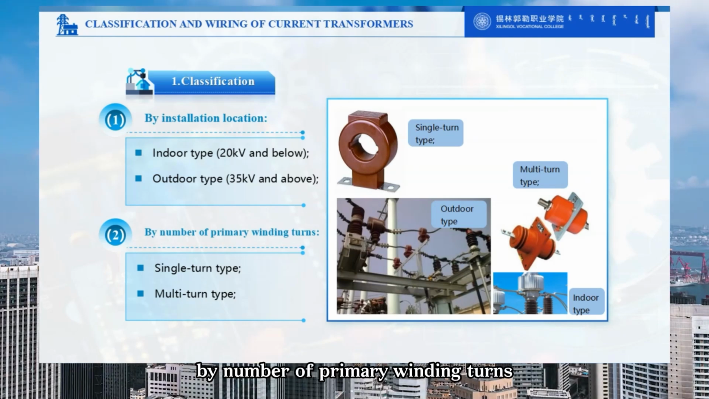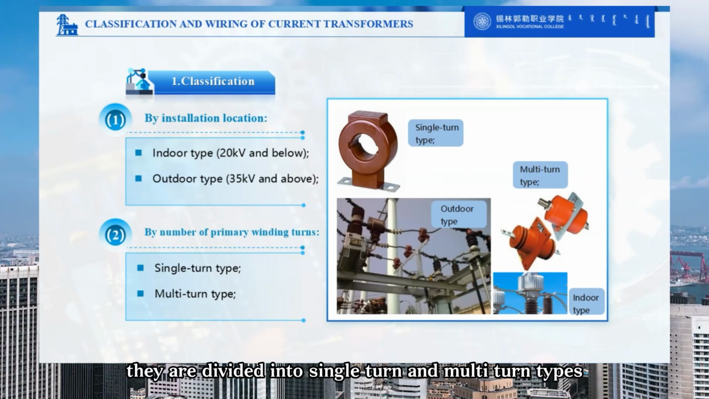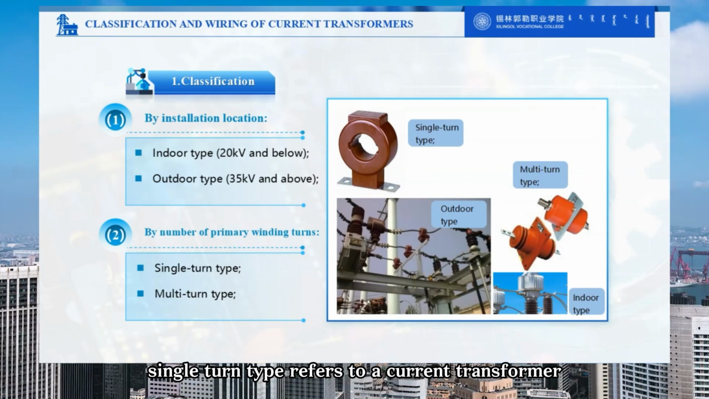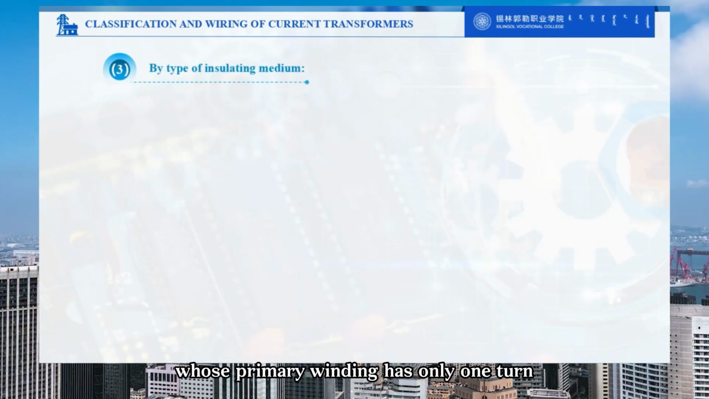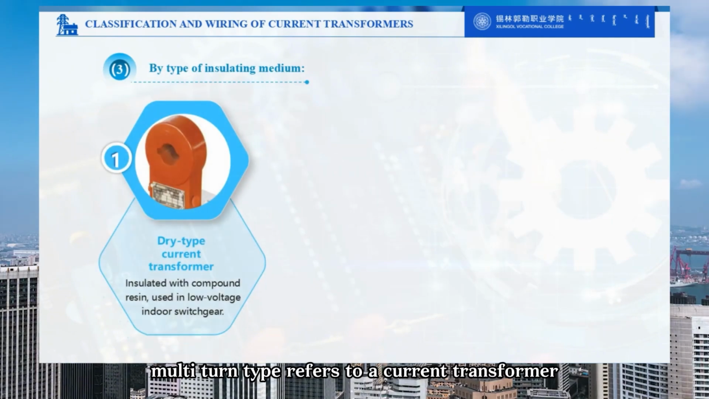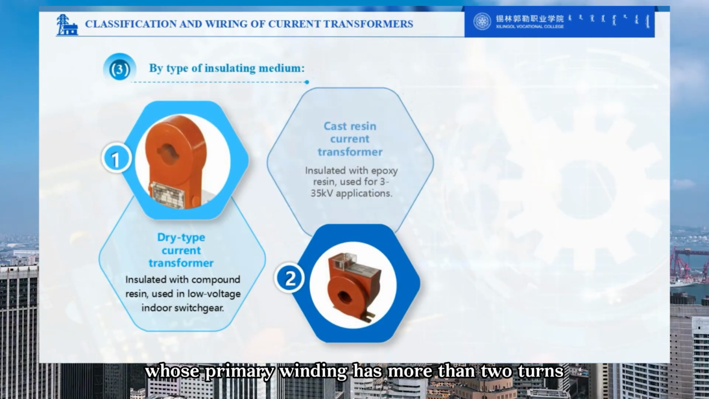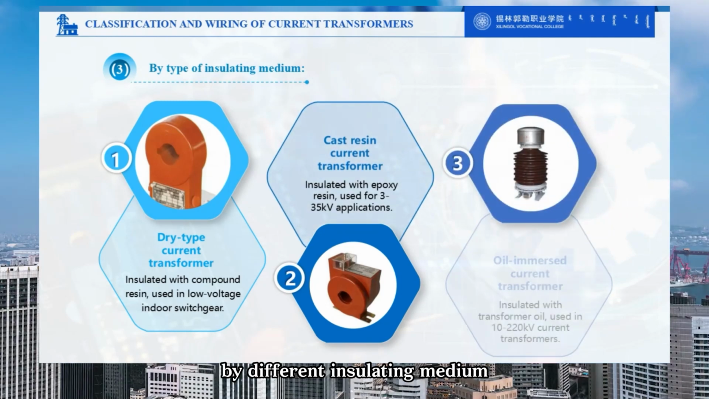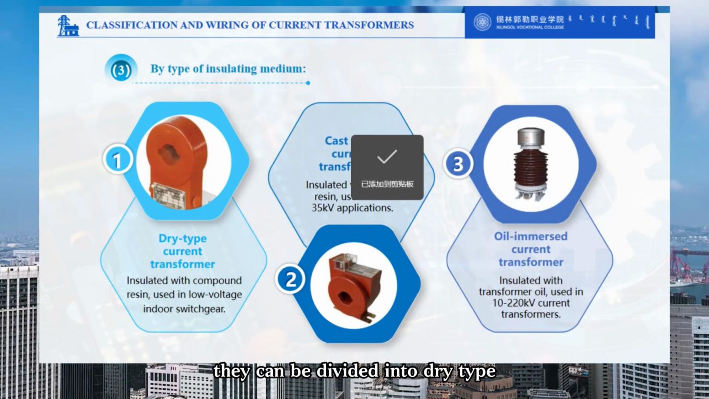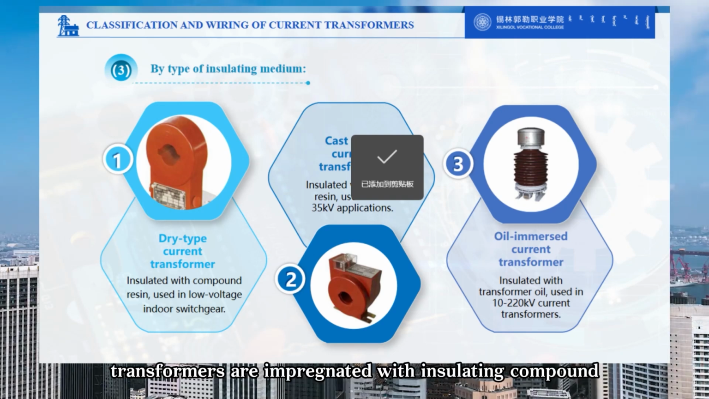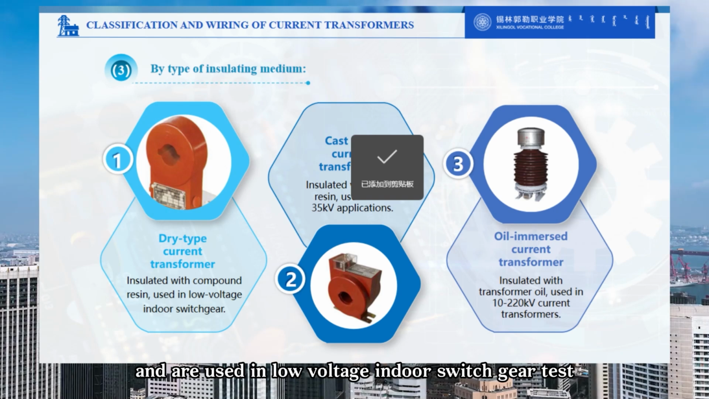By number of primary winding turns, they are divided into single turn and multi-turn types. Single turn type refers to a current transformer whose primary winding has only one turn. Multi-turn type refers to a current transformer whose primary winding has more than 2 turns. By different insulating medium, they can be divided into dry type, cast resin type, and oil immersed type. Dry type current transformers are impregnated with insulating compound and are used in low voltage indoor switchgear.